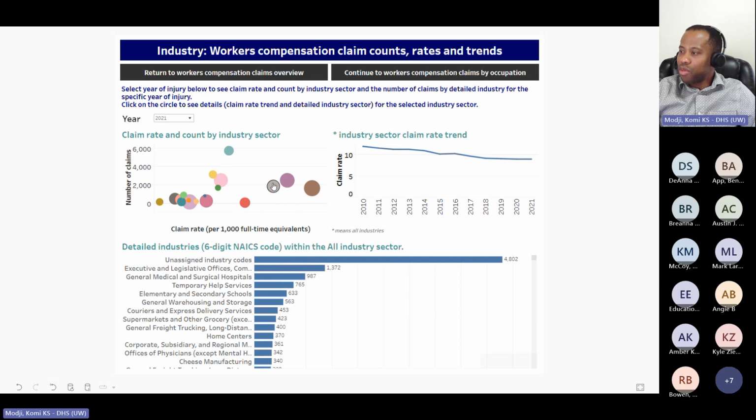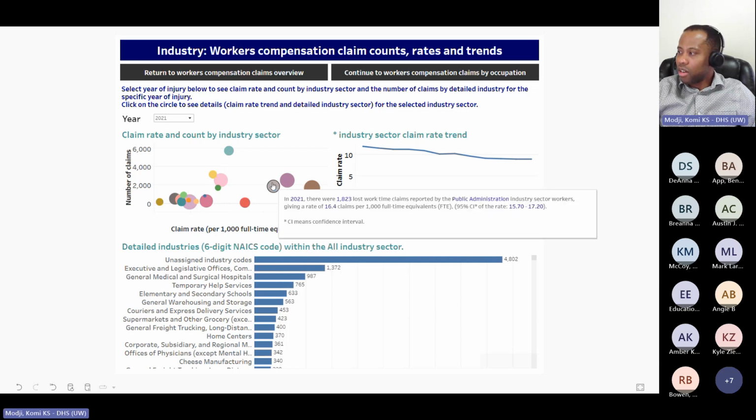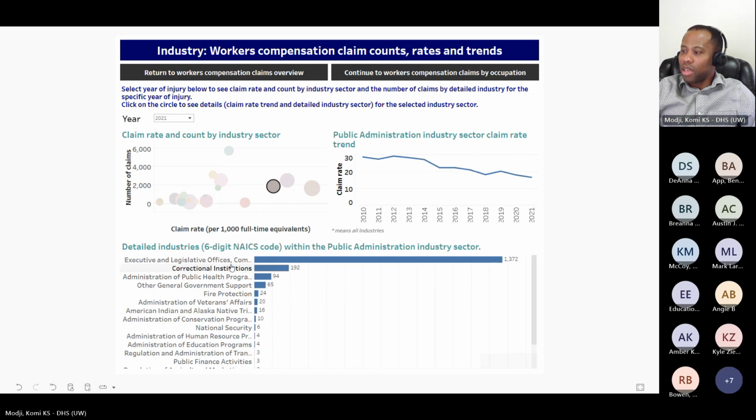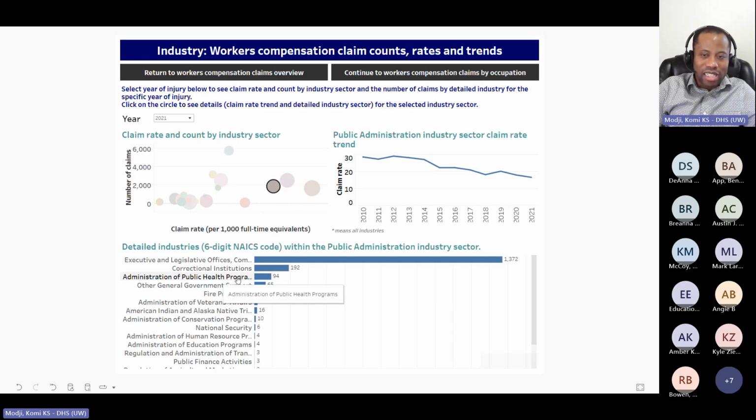What is interesting is if you click on each of those bubbles, let's click on public health administration. At the bottom, you will see the detailed industries. Now you see the third one is administration of public health programs. So yes, that's specifically public health, and it is the third industry within the public health administration that has the highest claim count. You can see that that's pretty shocking to see.